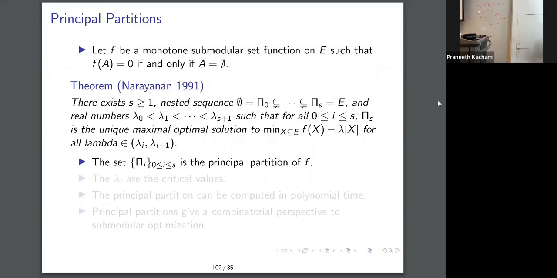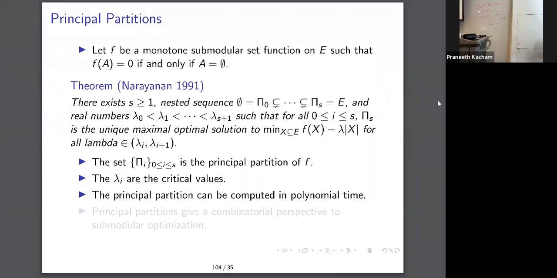But now we talk about the general MLOP with submodular monotonic cost functions, and we give a new parameterized algorithm using the theory of principal partitions.